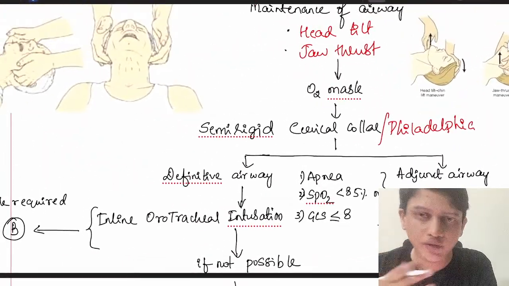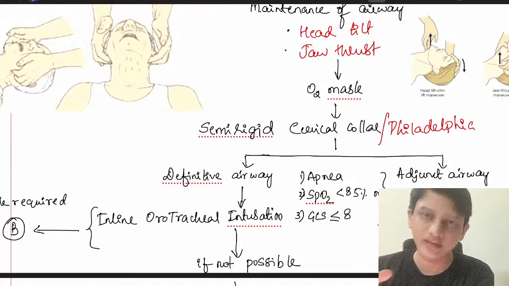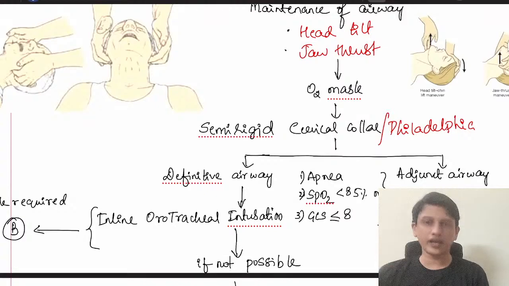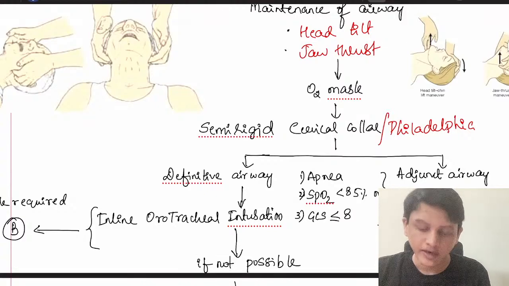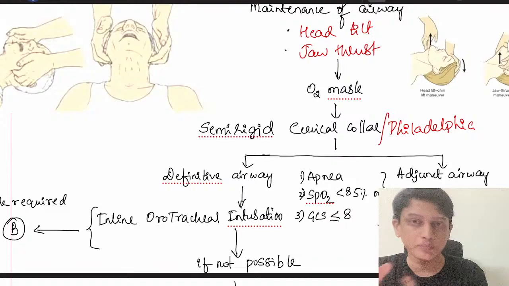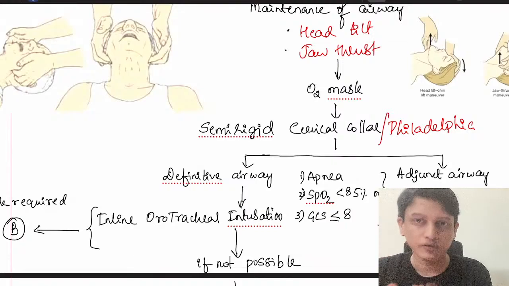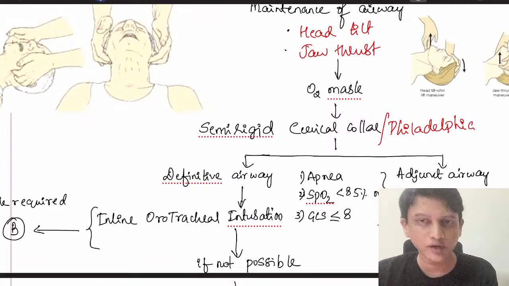once your airway is maintaining, you can't leave it like that, as it may again collapse. So how do you secure or maintain the airway? Either by definitive airway or adjunct, that is, permanent airway or temporary airway. Definitive means permanent. Adjunct is only temporary, for the time being you are using that adjunct airway.